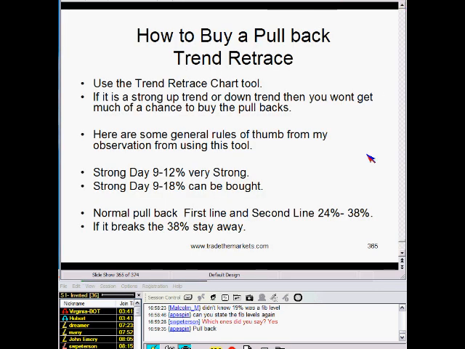Alright, so pullback numbers, they're on slide 365. And here's the pullback numbers. On a very strong day, the market will only pull back 9 to 12% on a pullback. And on a strong day, where it's doing measured retracements, you can buy the 9 to 18% retracement. So as long as it does not break 18 and 19% retracements, I will buy it. If it breaks the 18 and the 19% retracement, I can't touch the pullback. I'll have to wait until it goes to a 24 or a 38 before I can buy it.